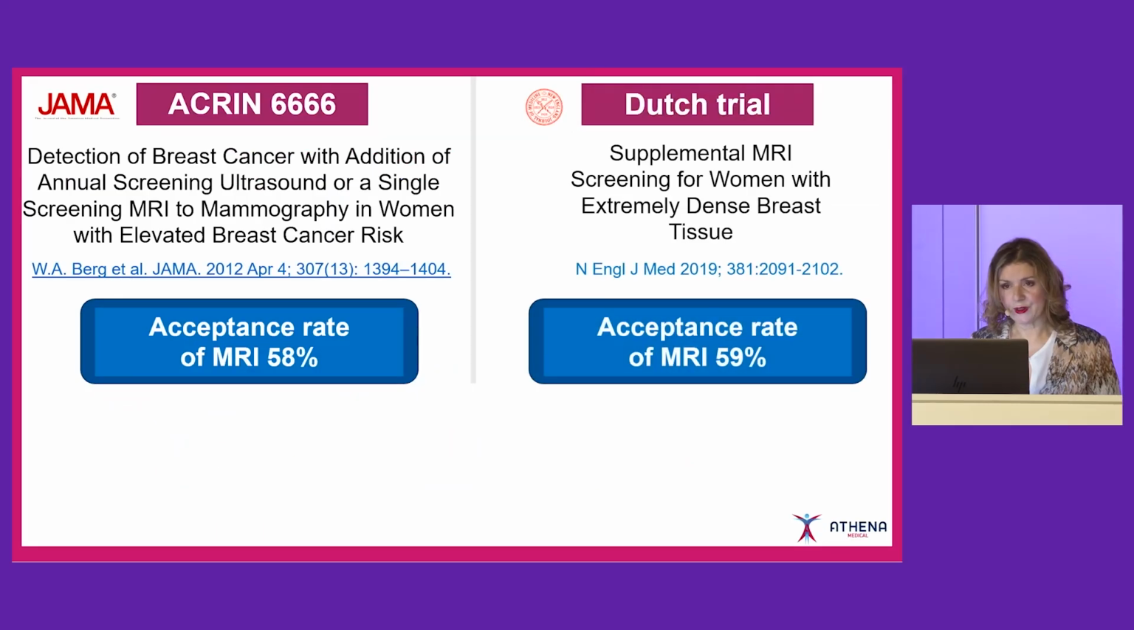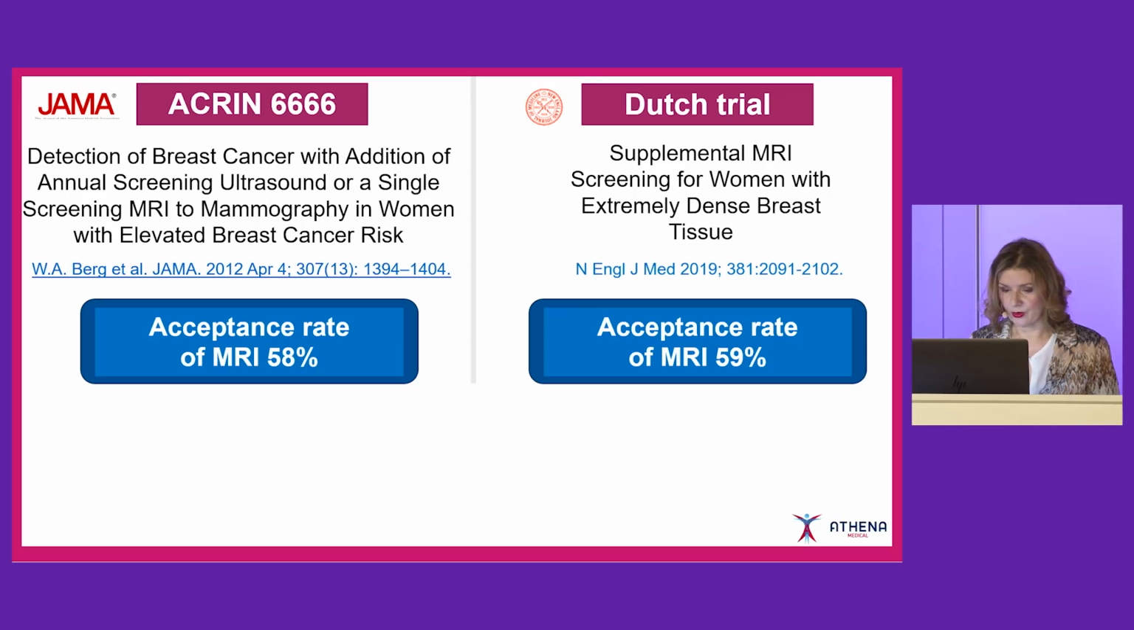Now we understand and we have a lot of experience. I've been very fortunate because I've been working a lot also with breast MRI in the past 4 years. The problem with breast MRI is that although it is a very sensitive technique in the diagnosis of breast cancer, the specificity varies, and also there is a lower acceptance rate. You can see from the Ukraine study and the Dutch trial that the acceptance rate is about 58 to 59%.